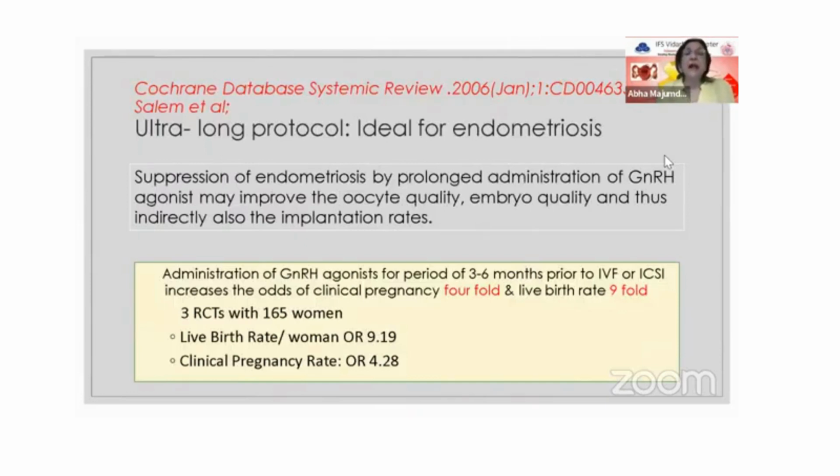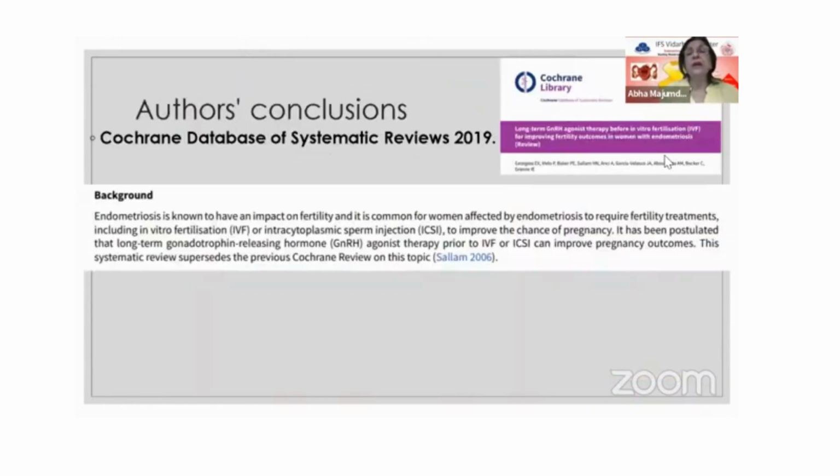So having said that, the ultra-long protocol was said to be ideal for endometriosis in 2006 by the Cochrane Database Systematic Review. And this was a presentation by Salim et al., where he considered 3 RCTs, which had 165 women. And they said live birth rate goes up by 9 times and clinical pregnancy rate is higher by 4 times. But then this was refuted in 2019 by the same Cochrane Database Systematic Review by different authors, which has Georgiou, Mello, Baker. And Salim again was in this sort of committee also.